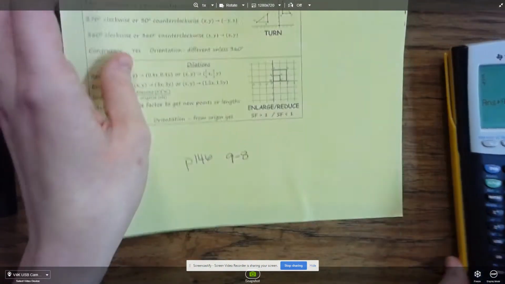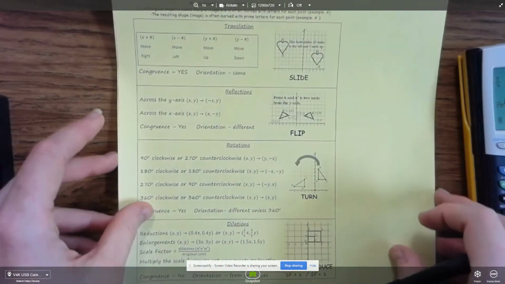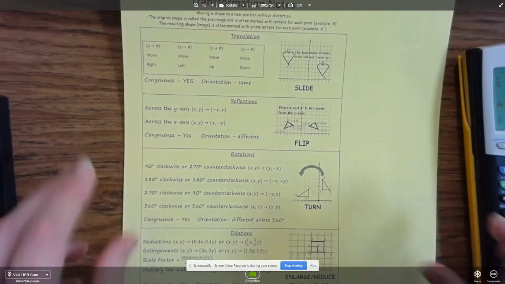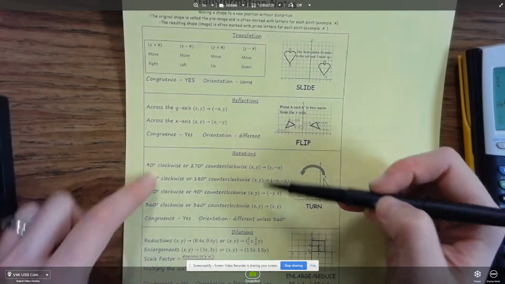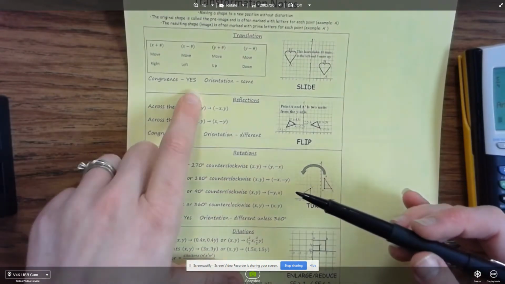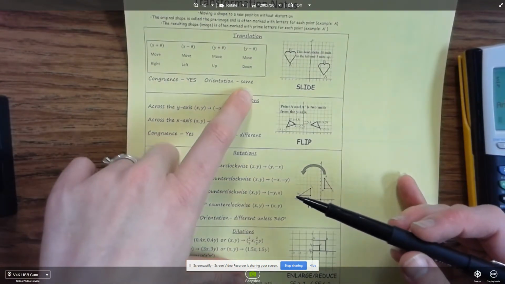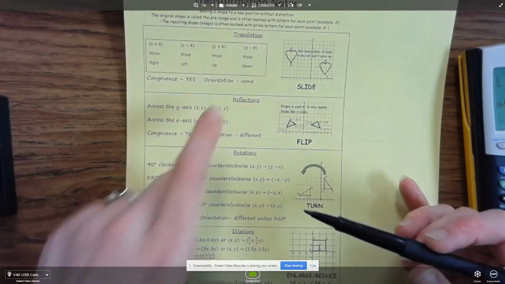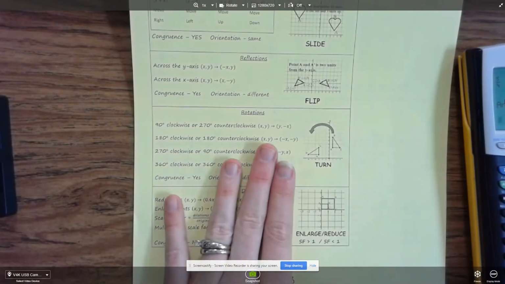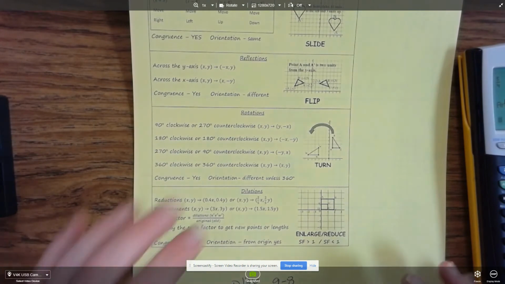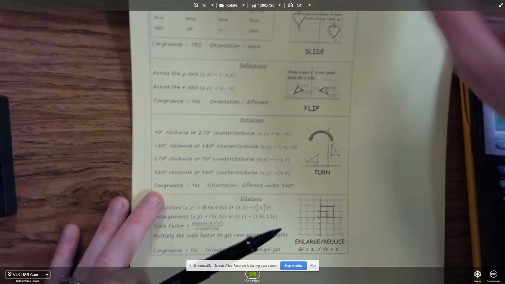And so this final page here goes over all of your transformations. It gives you the rules for all the transformations, and it tells you if it preserves congruence and if the orientation stays the same or if it's different. So this is a good page to keep anytime you're doing all the transformations at one time.